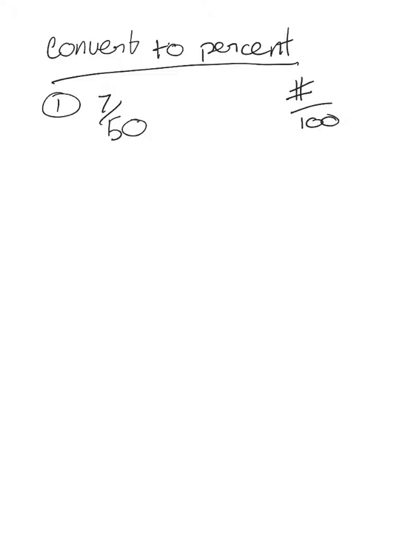So we're given 7 over 50 as our first fraction that we want to convert into a percent. Well, if we multiply that by 2 over 2, which is just a fancy form of multiplying it by 1, it equals 14 out of 100.